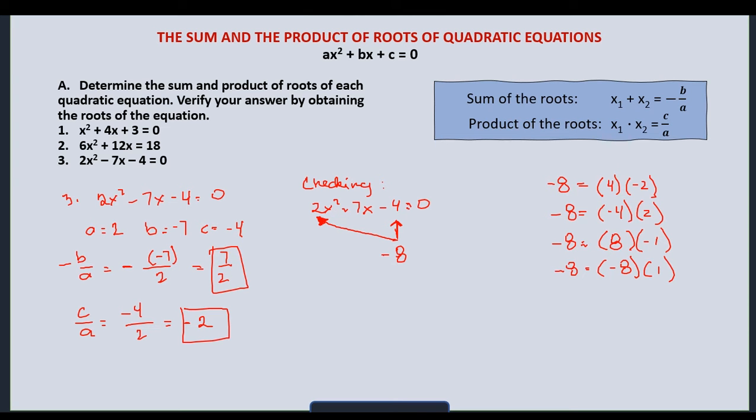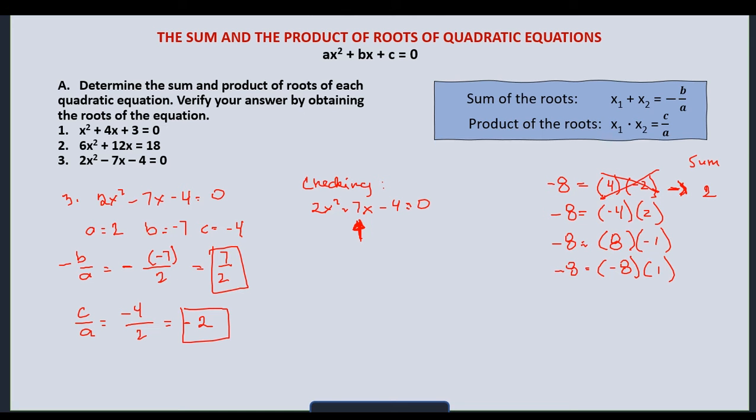Next is to identify our value of b, which is negative 7. So the sum of the factors should be negative 7. So let's solve for the sum. 4 minus 2 is equal to positive 2. Of course, that is not negative 7.